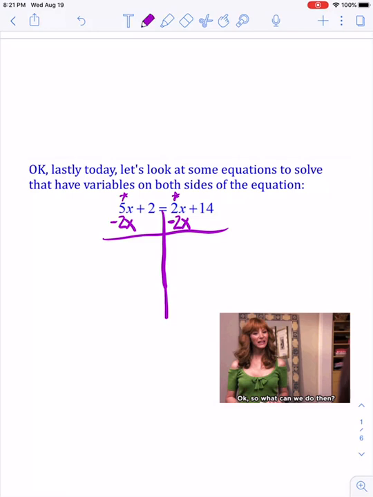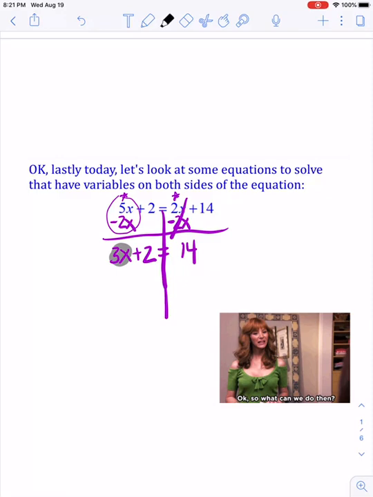So if I simplify, I combine my like terms, my x's over here. 5x minus 2x is 3x. I still have this plus 2 is equal to 2x minus 2x. Well, that cancels. I'm just left with that 14. At this point, it's just like what we did last time. You just have a two-step equation.